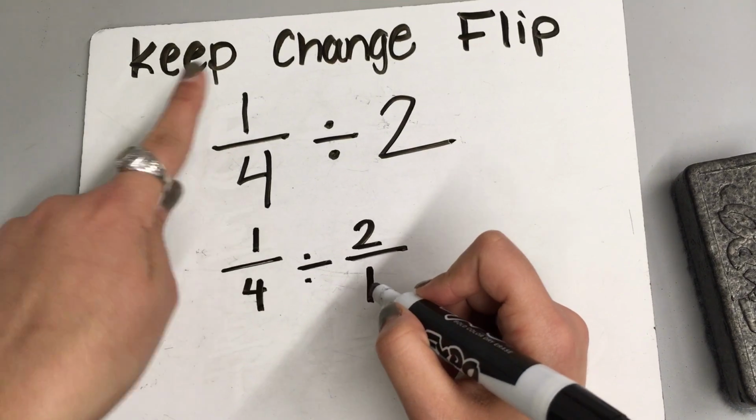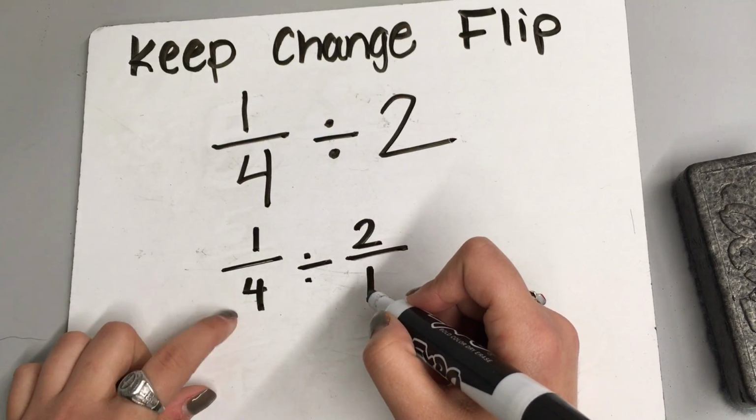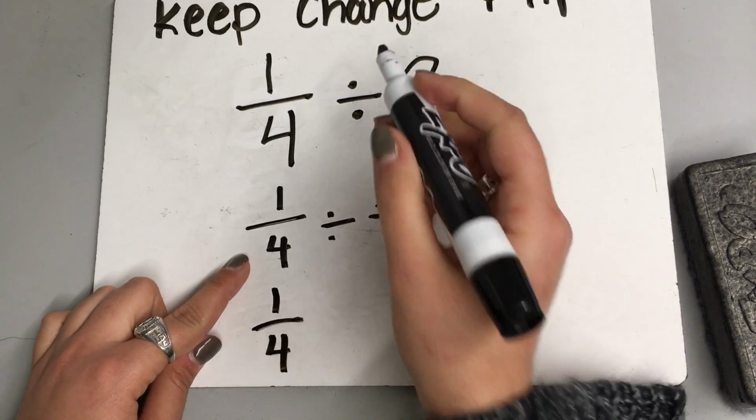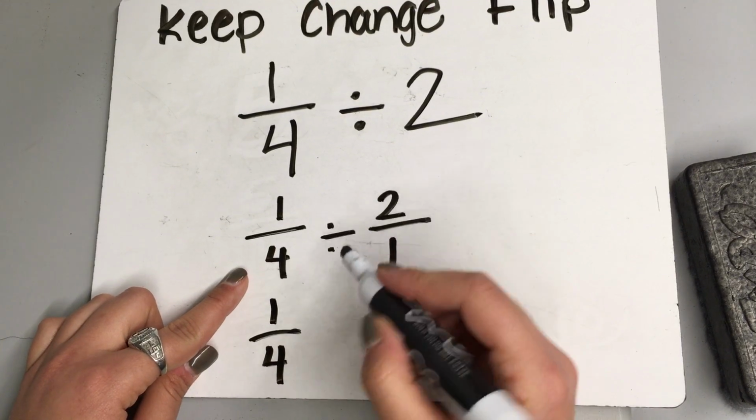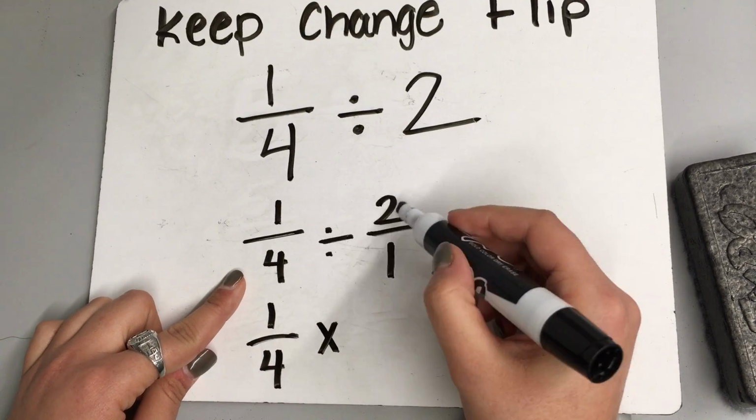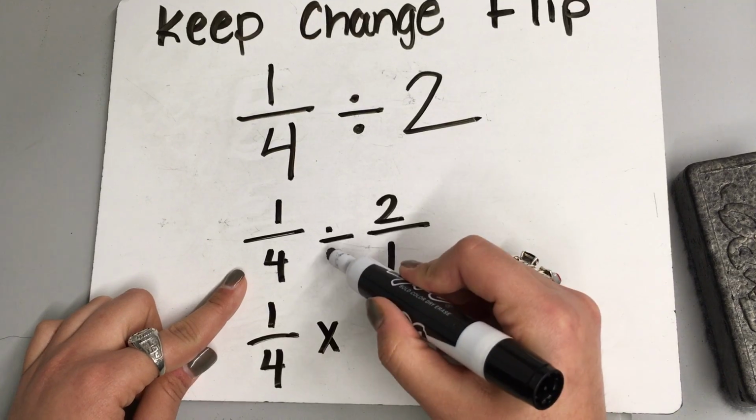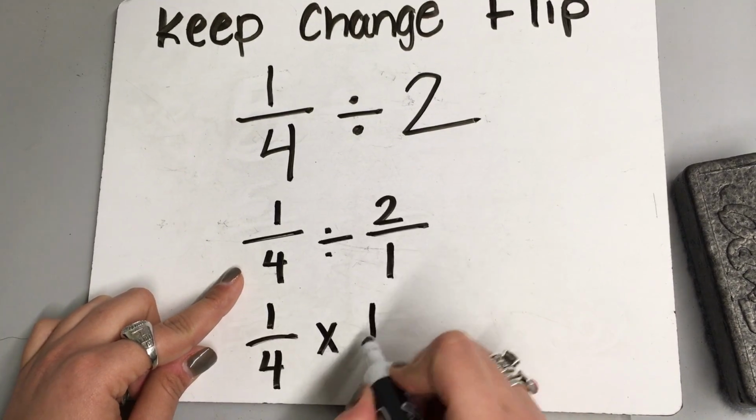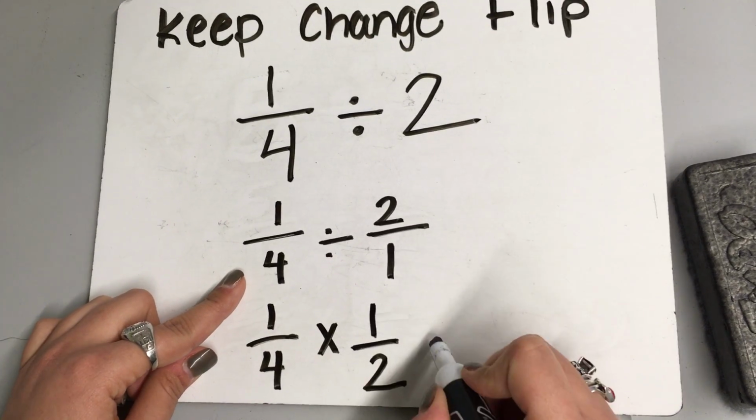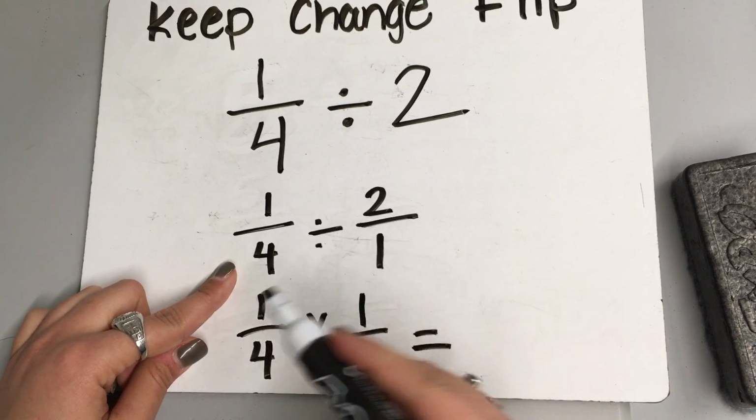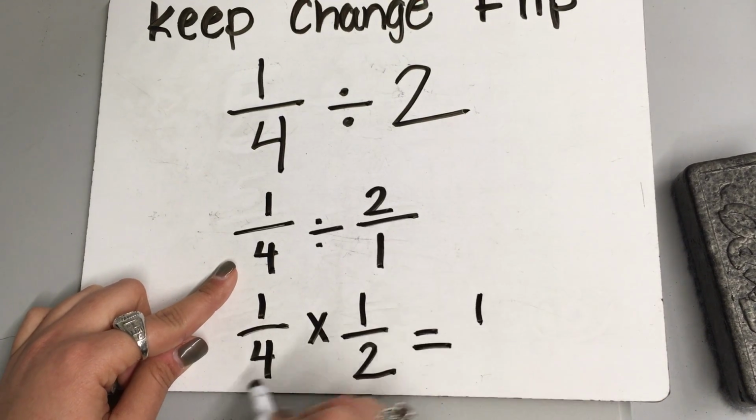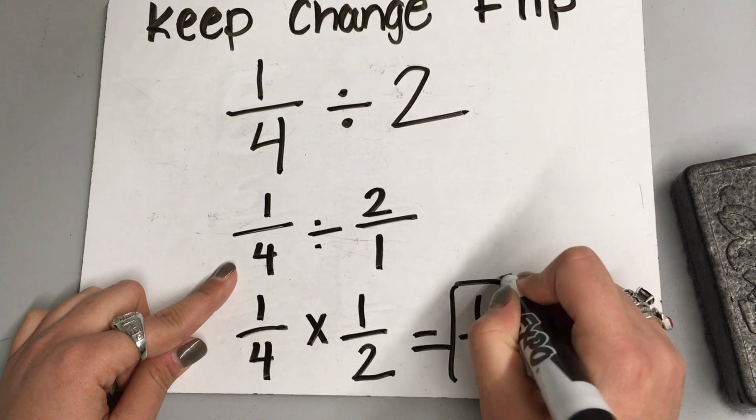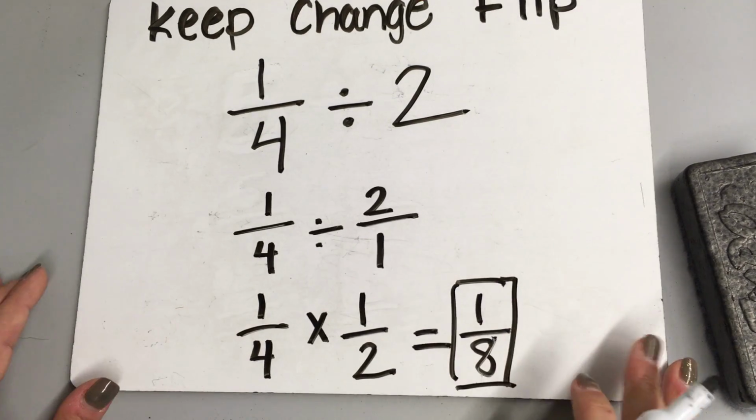And now I could do the keep, change, flip. I keep the first one the same, no matter what it is, 1/4. I change the division sign to a multiplication sign. And then now I flip this because dividing by 2 is the same as multiplying by 1/2. So now I just go straight across. 1 times 1 is 1. And 4 times 2 is 8. You and your friend would get 1/8 of the chips that are remaining.